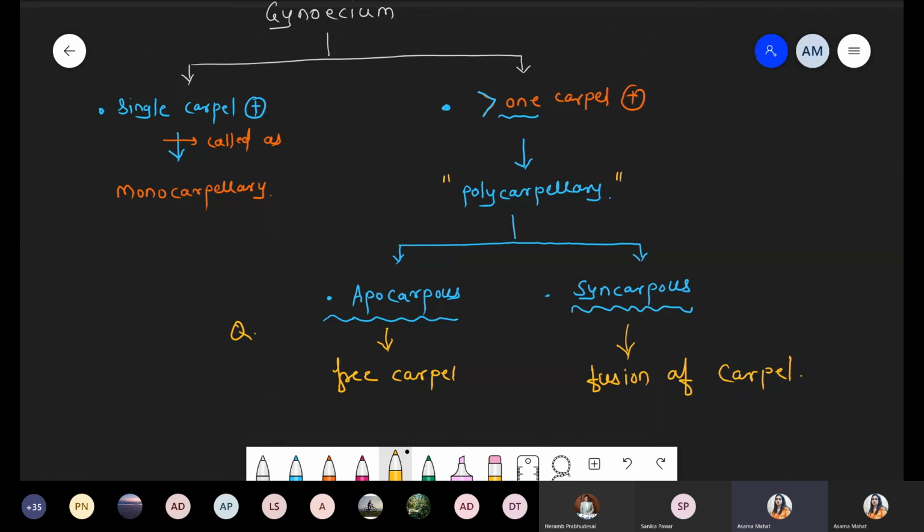Okay, so now we are talking about the different chambers or locules present inside the ovary, because we have to focus on the ovary part. We have to see the ovary in detail. So write down the title: the ovary part.